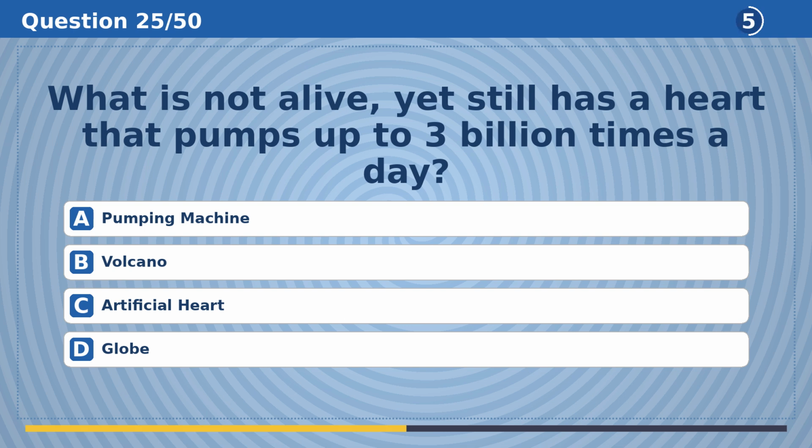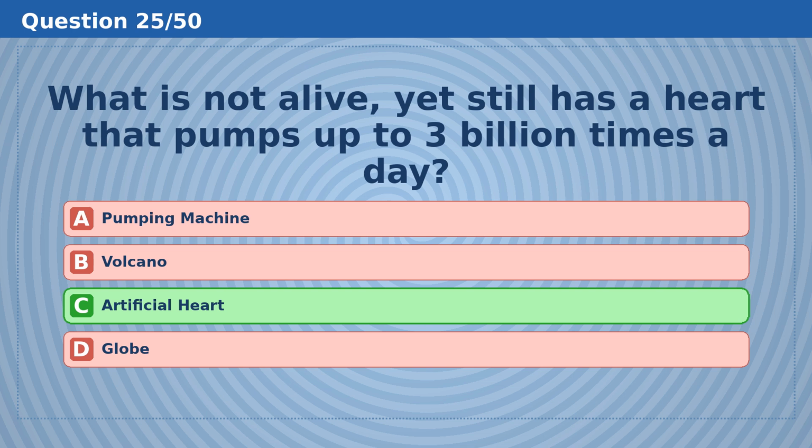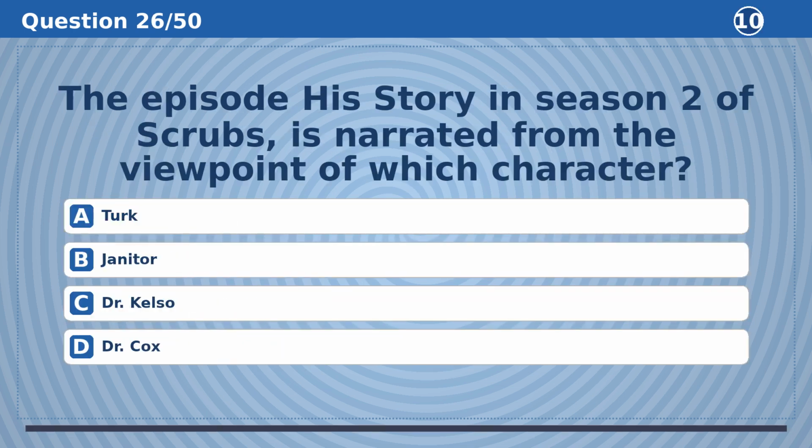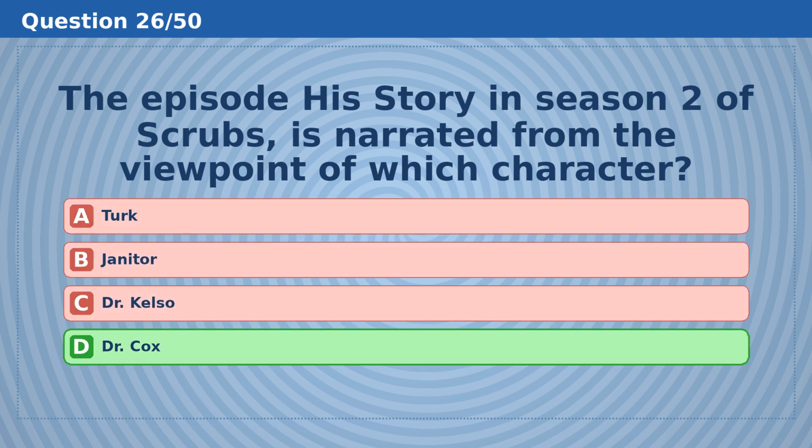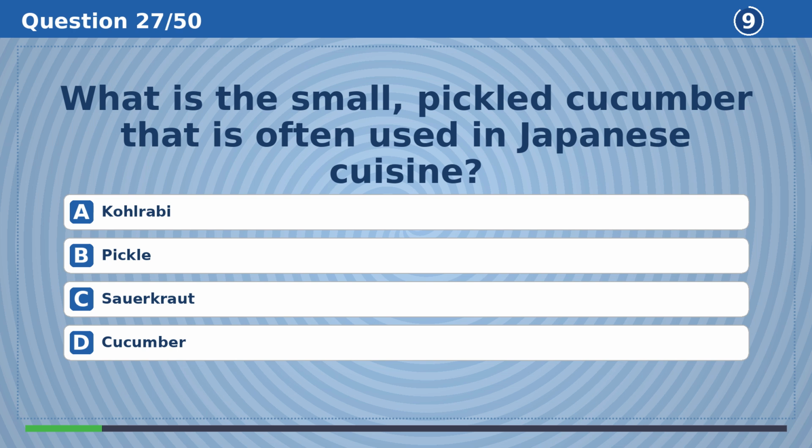What is not alive, yet still has a heart that pumps up to 3 billion times a day? The answer is C, artificial heart. The episode His Story in Season 2 of Scrubs is narrated from the viewpoint of which character? The answer is D, Dr. Hess.